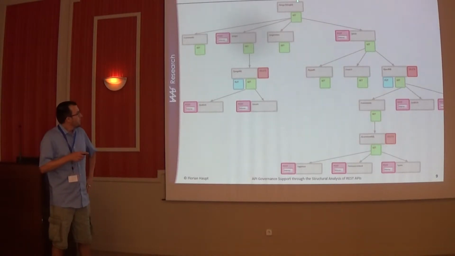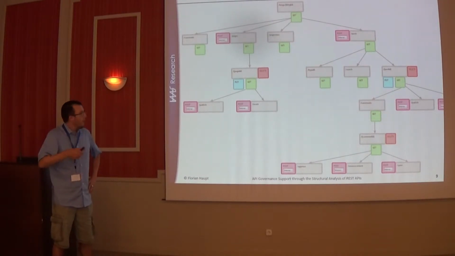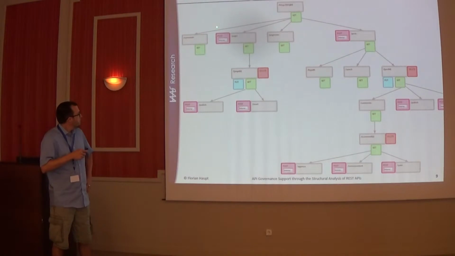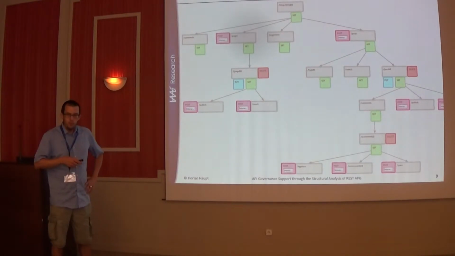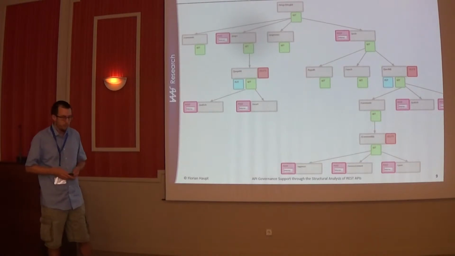if you do a GET request on this resource, then the response offers you hyperlinks that allow you to navigate to this resource, this, and this resource. So this is how we describe the structure of a REST API: the resources, the methods that they offer, and the navigations that are possible between these resources.